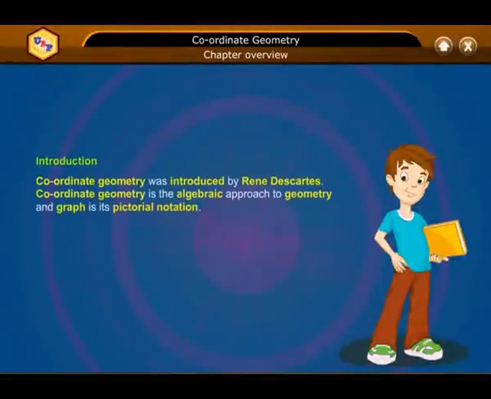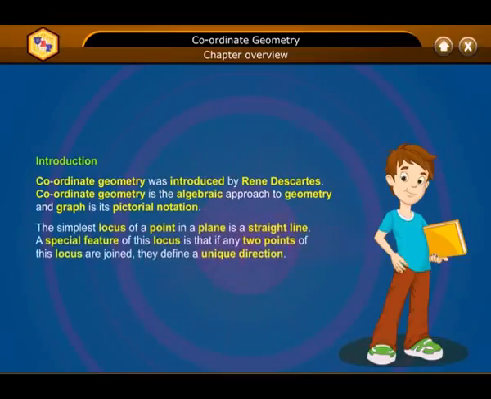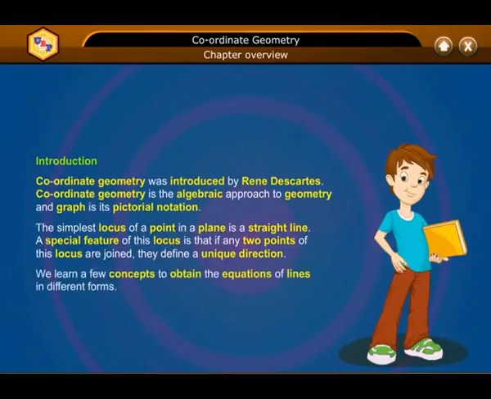Introduction. Coordinate geometry was introduced by René Descartes. Coordinate geometry is the algebraic approach to geometry, and graph is its pictorial notation. The simplest locus of a point in a plane is a straight line. A special feature of this locus is that if any two points of this locus are joined, they define a unique direction. We learn a few concepts to obtain the equations of lines in different forms.